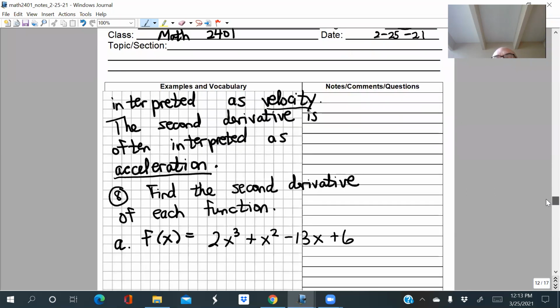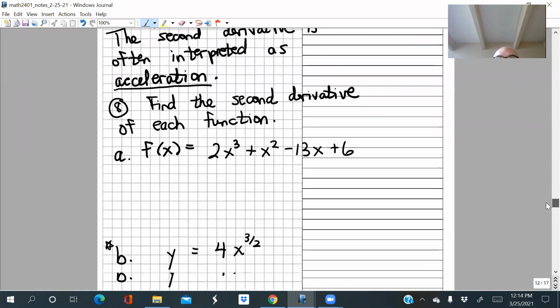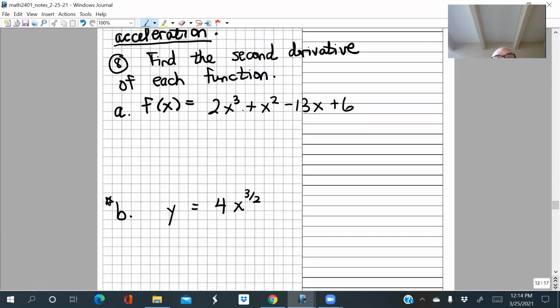Okay, let's just practice computing second derivatives first, but that's easy, all right? So let's try computing the second derivative of some functions. Here we have this function, f of x is 2x cubed plus x squared minus 13x plus 6. What we want to find is not the first derivative, but the second derivative of this function. However, to find the second derivative, you have to go through the first derivative.